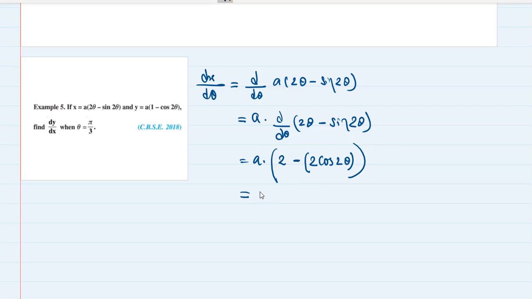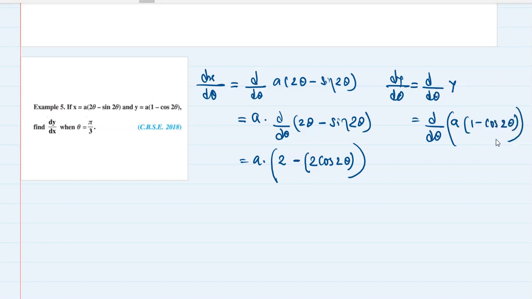So this will become... okay, if you want to simplify, you can simplify. If you don't want, it's okay. So you can find dy by d theta. So dy by d theta is equal to d by d theta of y, that is d by d theta of a bracket 1 minus cos 2 theta bracket close.